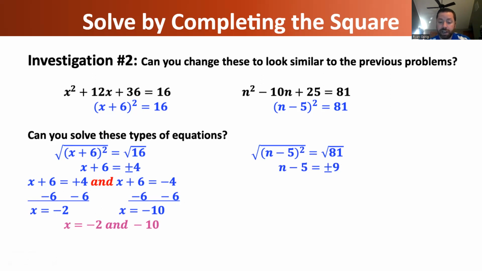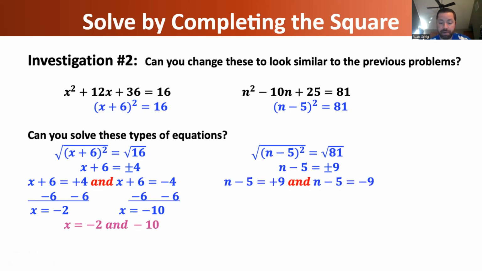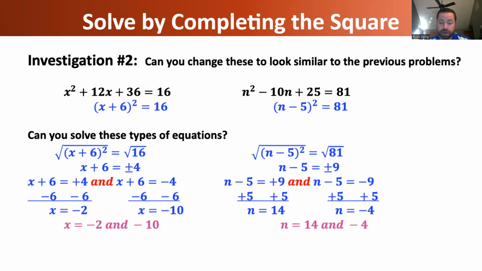n minus 5 doesn't change. It's not n minus 5 and then n plus 5. It's n minus 5 equals 9, and n minus 5 equals negative 9. Add 5, I get 14. Add 5, and I get negative 4. And so my two solutions there are 14 and negative 4.